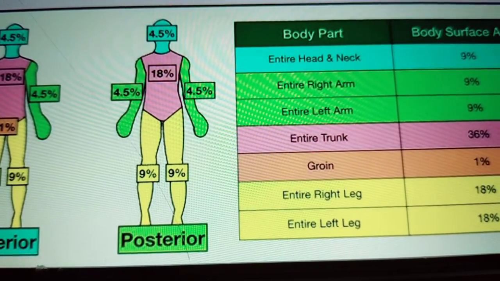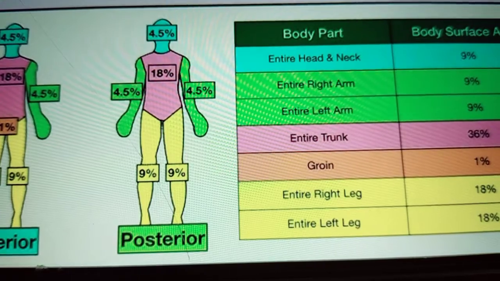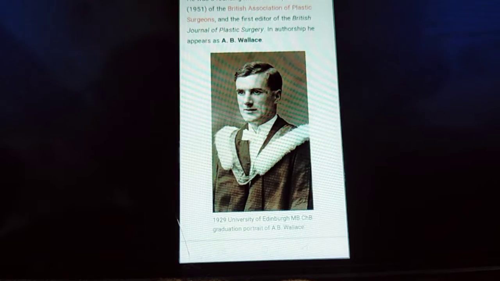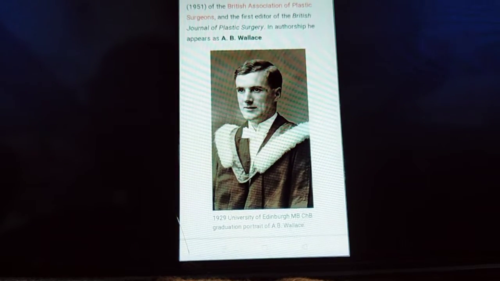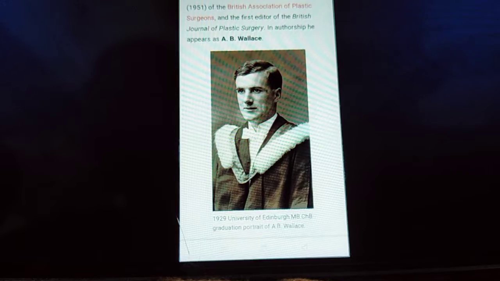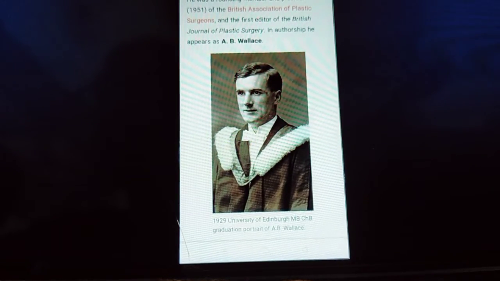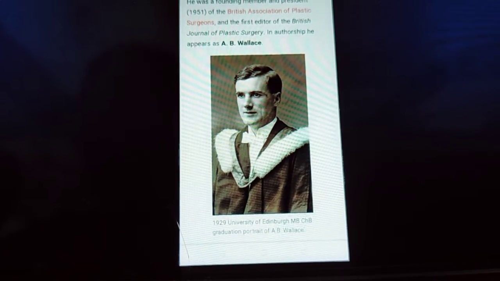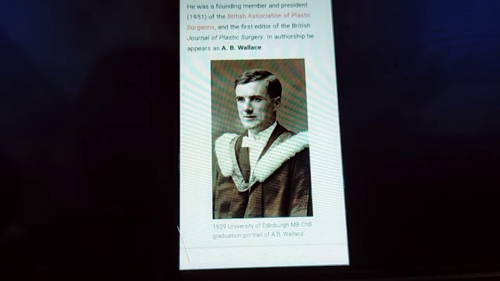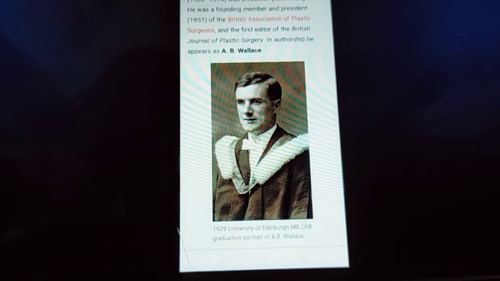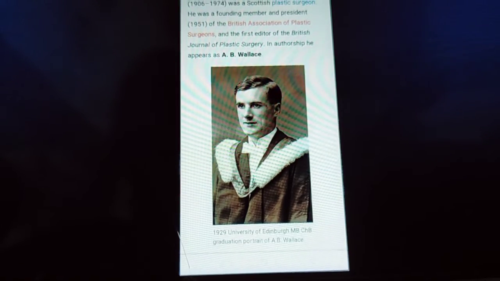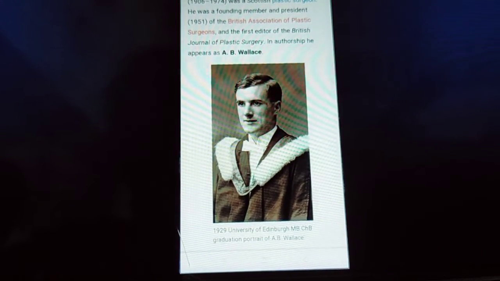This was devised by Pulaski and Tennyson in 1947, and it was published by Alexander Wallace. You can see his photo here. He is Dr. Alexander Wallace, a Scottish plastic surgeon, and he is the one who published the rule of nines in 1951. Though it has some drawbacks, it is still a very popular method. And even myself, I find it very easy to calculate and easy to implement, and we can do it very fast. So let's see how we are doing it.